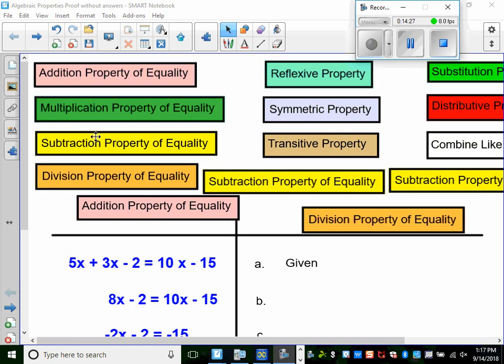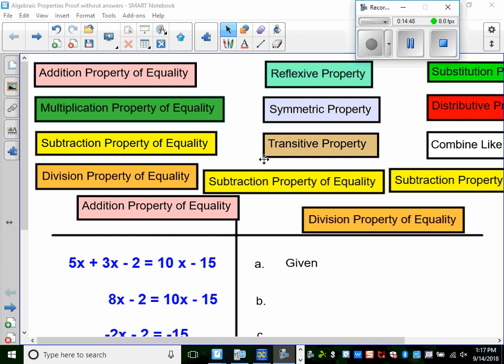All right, so what we're going to do on this slide here is apply the properties that are up here as we are solving the equation. So we're going to solve the equation. So this is what we call a proof. So we have to prove how to solve this, but at the same time stating the property that we're using.